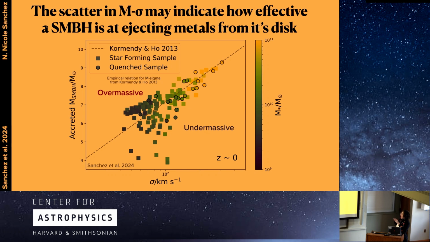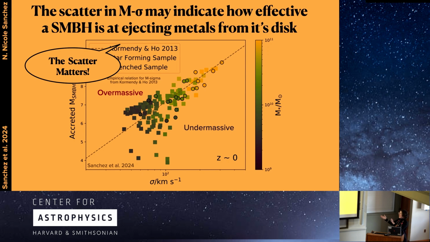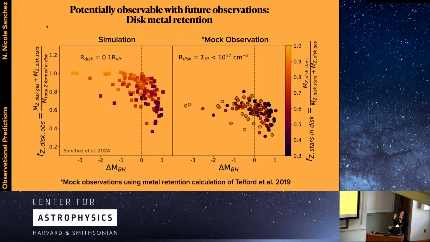And so the key result from this work is that the scatter in M-sigma may be indicative of how effective a supermassive black hole is at ejecting metals from its disk, or, more concisely, the scatter might matter in the evolutionary lives of these galaxies. And this may be potentially observable in future observations, right? We care about a bunch of different phases in the CGM. So looking at observations of disk metal retention might show this.